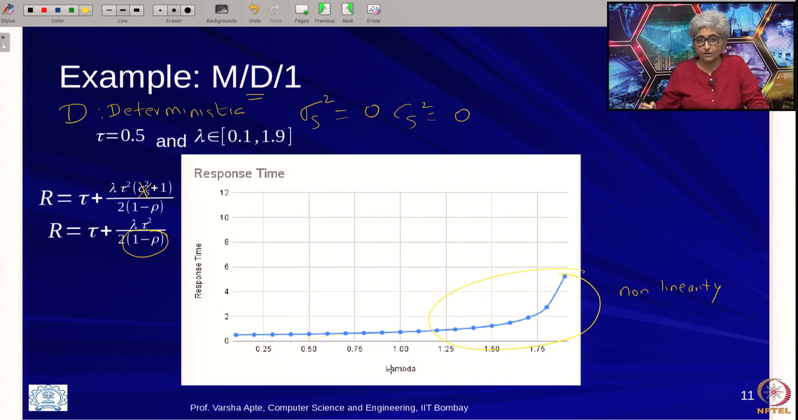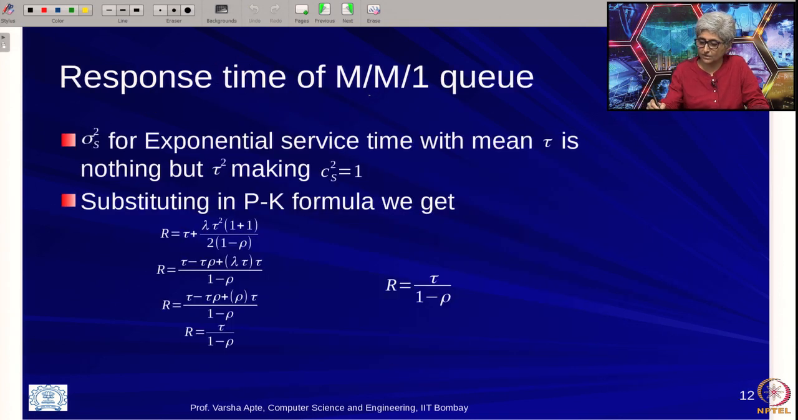We will look at another example of MM1. So, this is basically exponentially distributed service time. When service time is exponentially distributed with mean tau, the variance is actually given by tau squared. This is just the property of exponential distribution, that the variance is actually mean squared. You can look this up in any statistics book. So, if variance is equal to mean squared, then the coefficient of variation becomes tau squared divided by tau squared, which is equal to 1. So, actually the coefficient of variation of exponential service time distribution is 1.